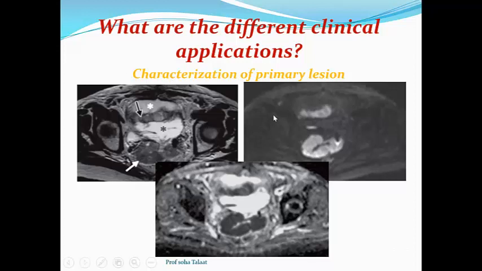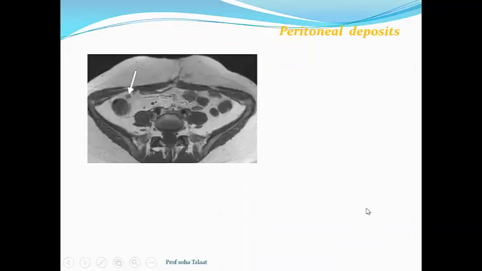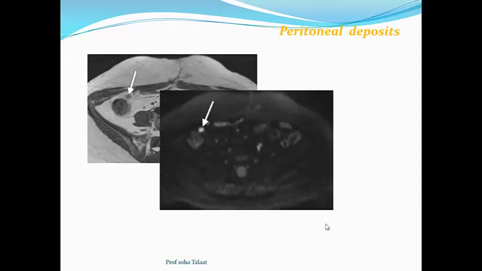For characterization of the primary lesion, if the primary lesion is restricted on the diffusion weighted image and low on the ADC map, it is likely a malignant lesion. Also in the presence of peritoneal deposits or lymph nodes. Look for this small peritoneal implant. I think it will be missed if you didn't look at the diffusion weighted image.